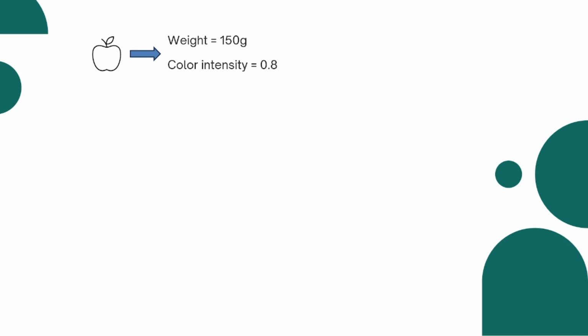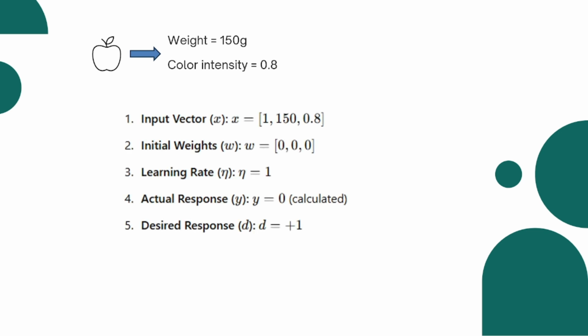Imagine we're trying to classify a fruit based on its weight and color intensity. The input vector for a fruit is x equals [1, 150, 0.8], where 1 is the bias term, 150 is the weight, and 0.8 is the color intensity. Before we continue, let's quickly explain what is learning rate, actual response, and desired response.